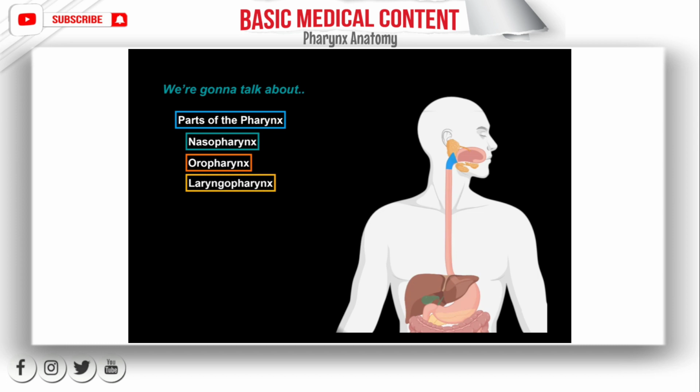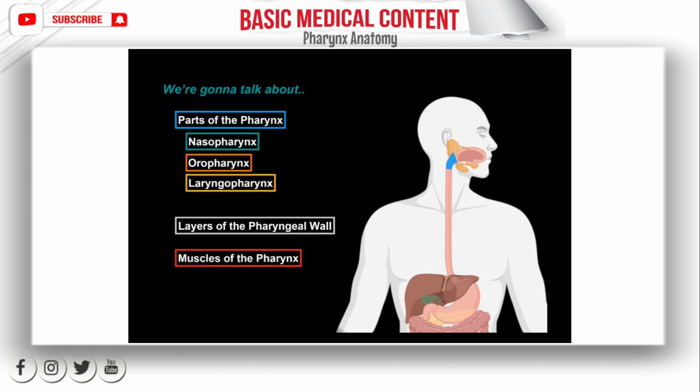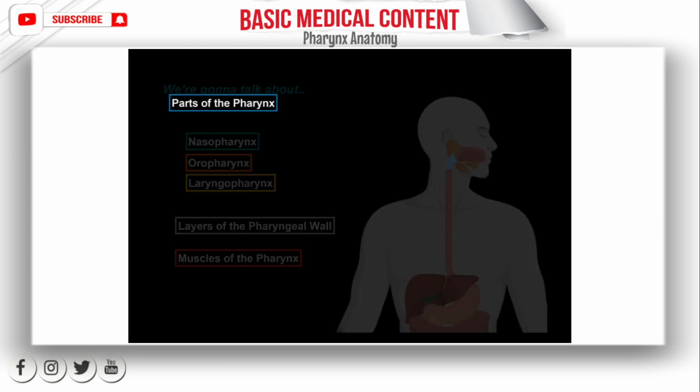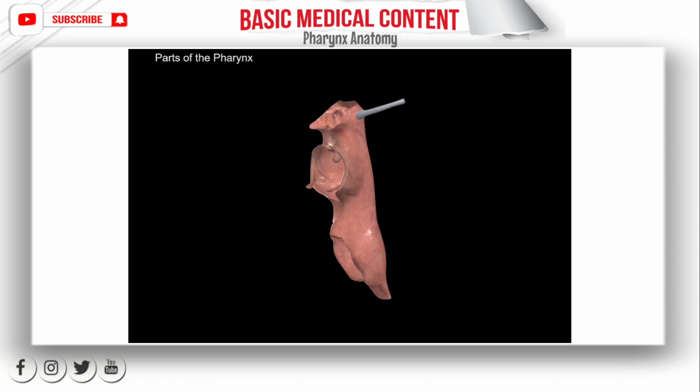After that, we will cut the pharynx and look at the layers of the pharyngeal wall. And then we're going to go through the muscles that act on the pharynx. Now, let's start by holding the pharynx and pull it out. You will see that it kind of looks like this, as far as my anatomy program goes at least.